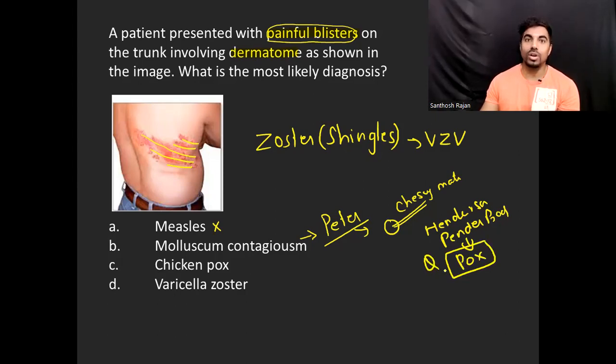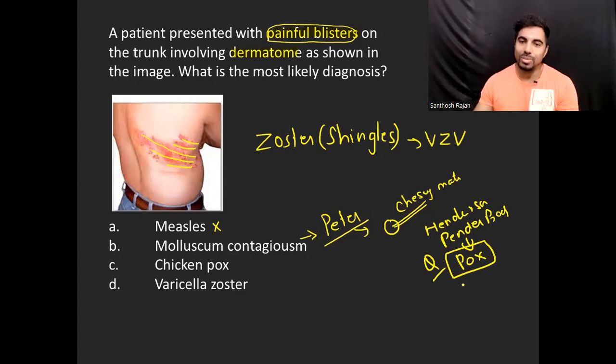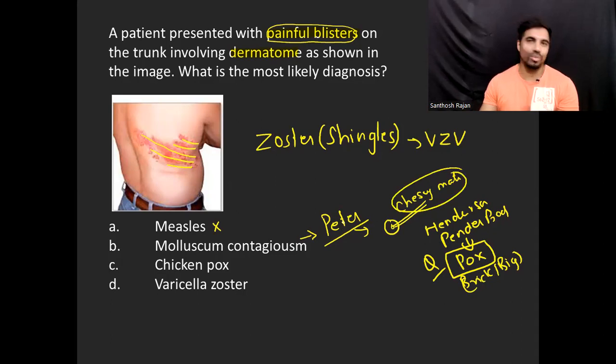That was the question. Pox is the biggest virus and it is a brick-shaped virus. That's a question: brick-shaped and the biggest. It has an umbilicated lesion, and cheesy material comes out. These are favorites. Henderson-Peterson body, that's what I'm just revealing.